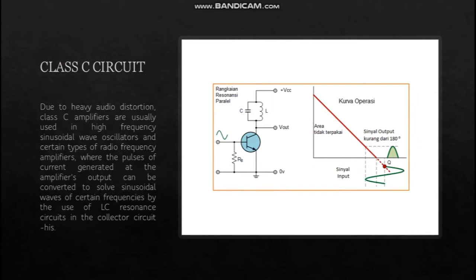And this is the picture from the class C circuit. In the class C circuit, due to heavy audio distortion, class C amplifiers are usually used in high-frequency sinusoidal wave oscillators and certain types of radio frequency amplifiers, where the pulse of current generated at the amplifier's output can be converted to sharp sinusoidal waves of a certain frequency by the use of an LC resonance circuit in the collector circuit.